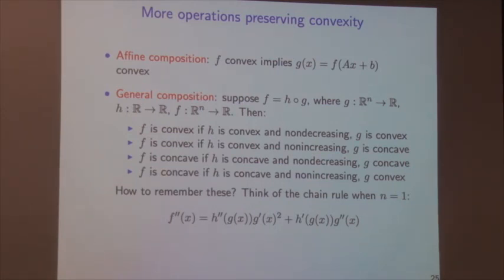Affine composition is something that happens all the time. You have a convex function. Instead of applying it to x, you'll apply it to Ax plus b, where A and b are a constant matrix and some constant vector. As long as the original function was convex, this new function is convex as well.